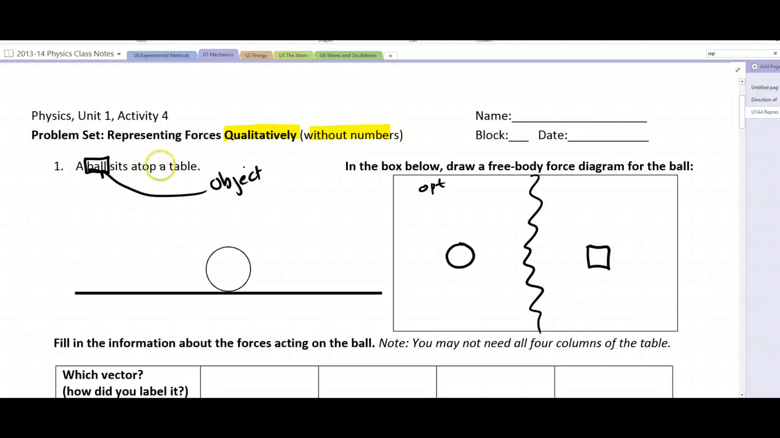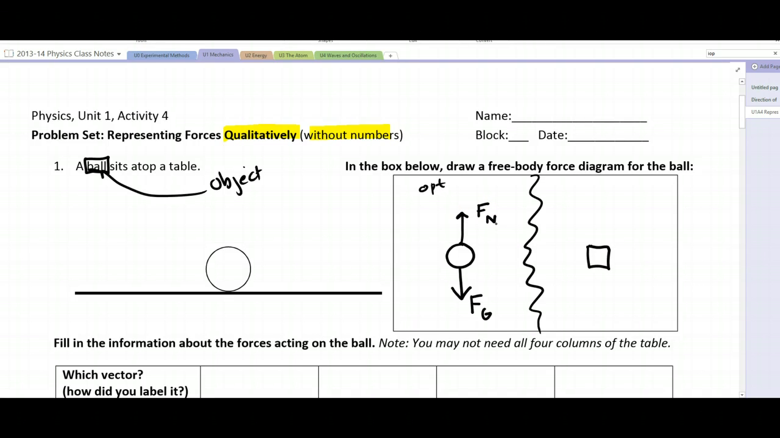So if you look at this ball, you know that it sits atop a table. The one force you know for sure it's feeling, since it's on Earth, is the gravitational force. And the way we represent that is with an arrow, FG for gravitational force. Then it also feels the table supporting it. We call that the normal force or support force. Either is fine. I like to use FN for normal.